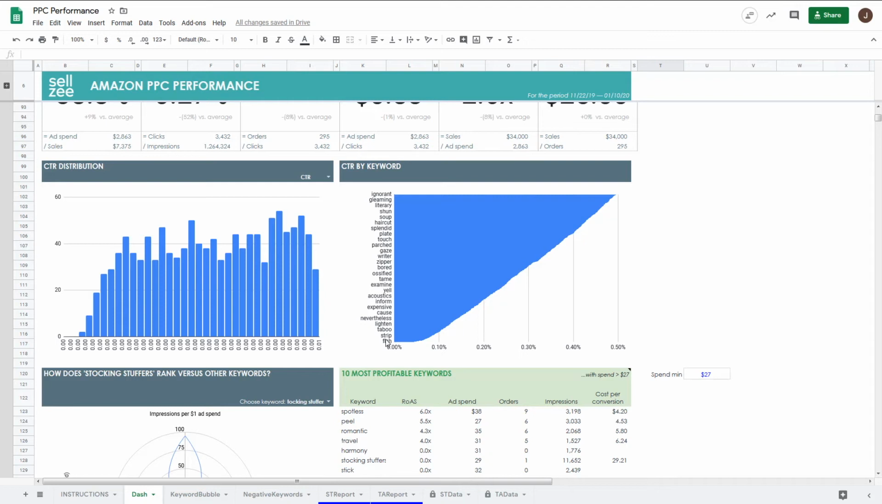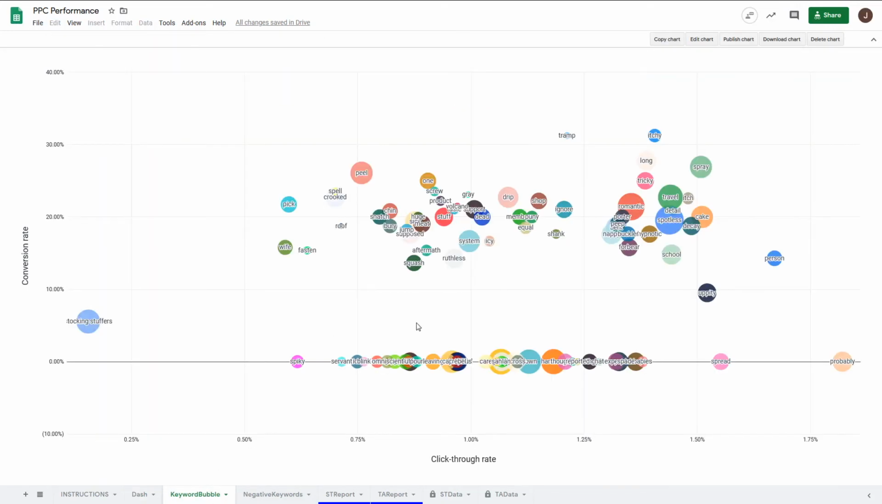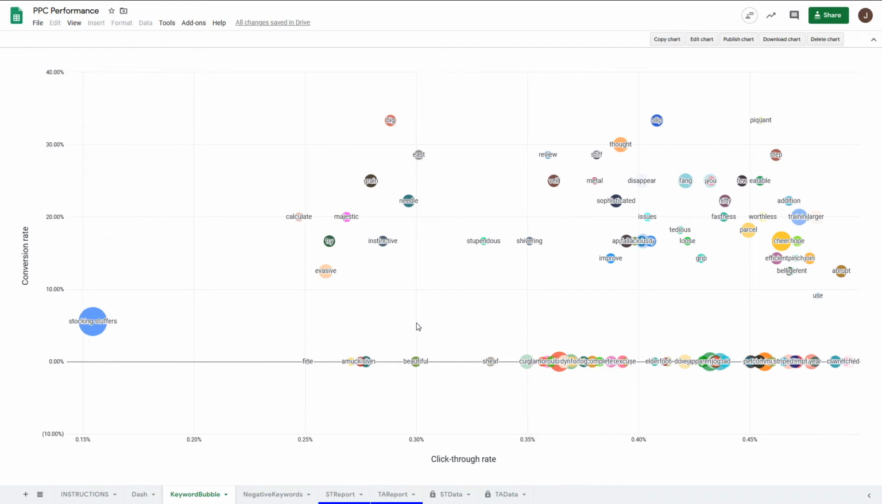Then you can take it to the next level over here where you see the keyword bubble. So this is a great way to visualize your best versus your worst performing keywords. So we have click-through rate on the horizontal axis here, and we have conversion rate on the vertical axis. Then the size of the bubble is the ad spend. So the bigger the bubble, the more ad spend. So the top right corner is where you want your biggest bubbles to be.